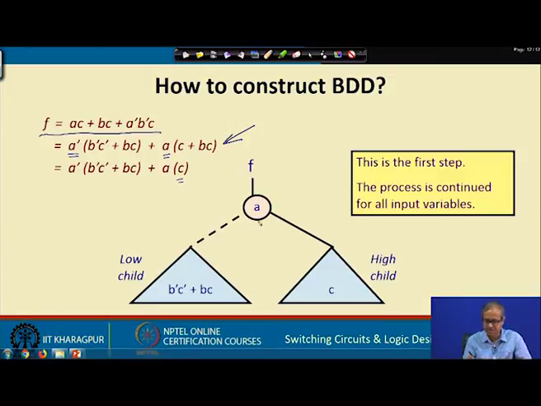So, this decomposition, as I said, can be conceptually mapped into a decision node, where this node is labeled a, the low child refers to this function b bar c bar plus b c, and the right child refers to this function c. Okay. This is of course the first step, and we repeatedly go through this. Next we will be doing, let us say, using variable b, next we will be doing using variable c, and so on. Let us see how we do it.